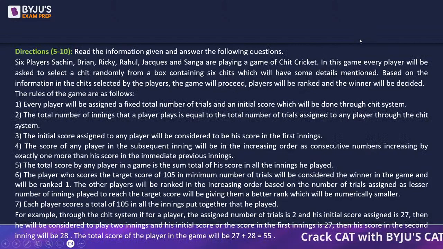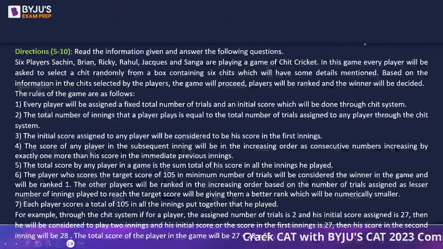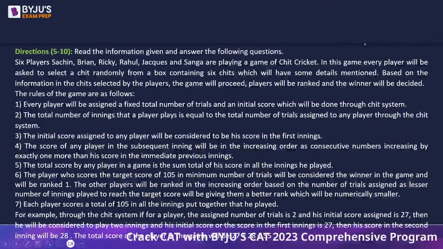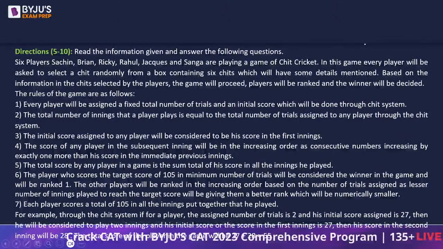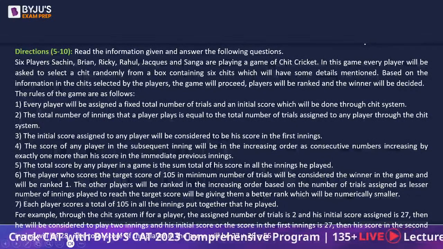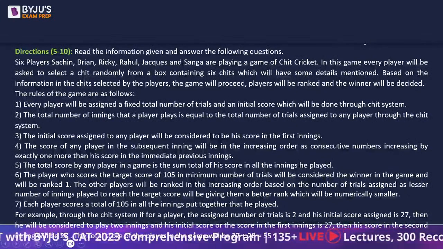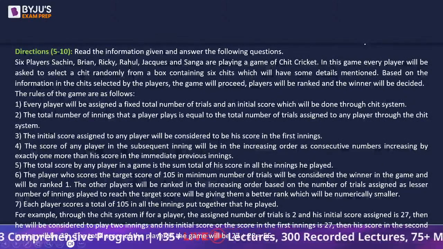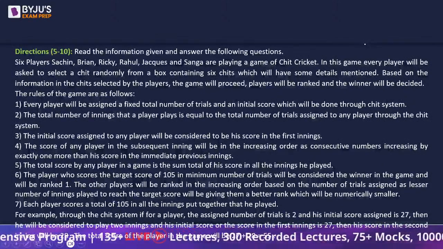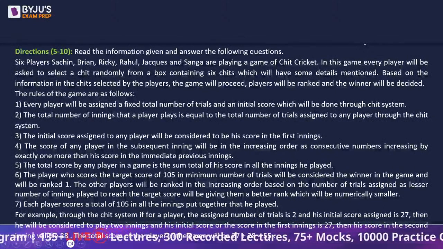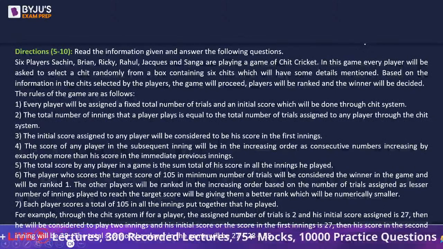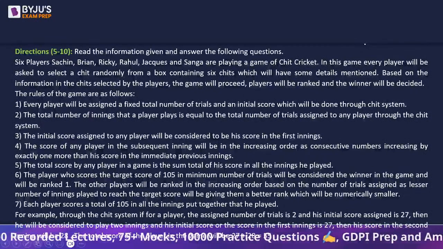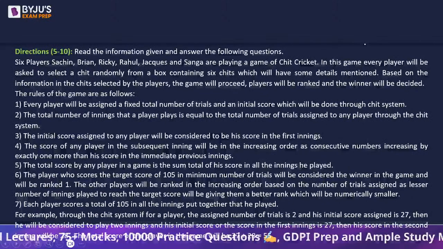Okay, the next set. 6 players, Sachin, Brian, Ricky, Rahul, Jack, and Sangha are playing a game of chit cricket. In this game, every player will be asked to select a chit randomly from a box containing 6 chits which will have some details mentioned. Based on the information in the chits selected by the players, the game will proceed. Players will be ranked and the winner will be decided. The rules of the game are as follows.